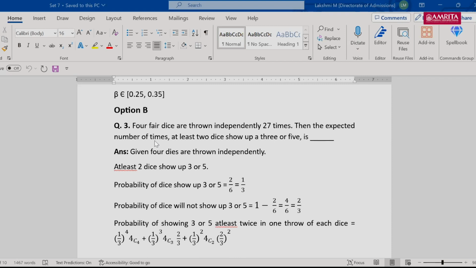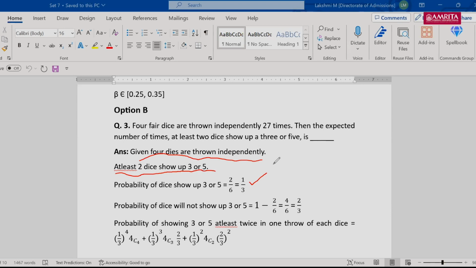Okay. So you have to read the question really thoroughly. The initial part is 4 dice are thrown independently. This is very important. At least 2 dice show up 3 or 5. So if you're taking 1 die, what is actually the probability of showing up 3 or 5? It's 2 by 6, right? So it is 1 by 3. That's the positive probability of showing up 3 or 5.